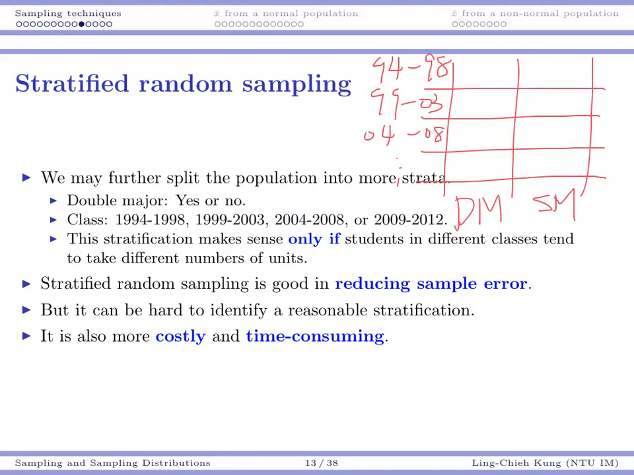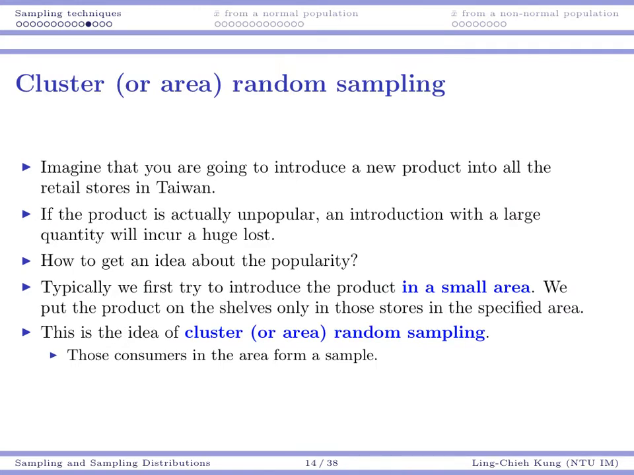Okay, so anyway, you know the concept, and you also know its downside and upside. So whether to use it is your decision. Another way that is somewhat opposite to stratified random sampling is called cluster or area random sampling. So the example is here.